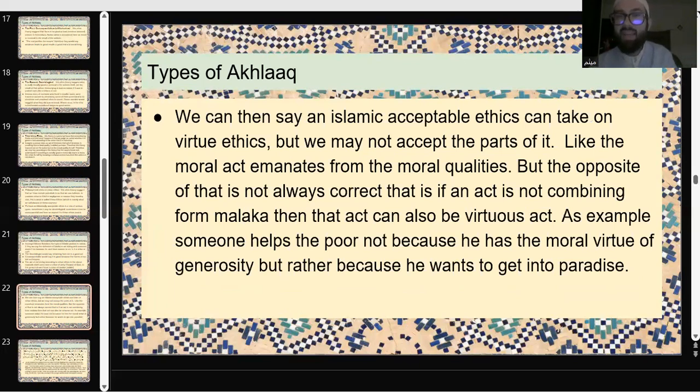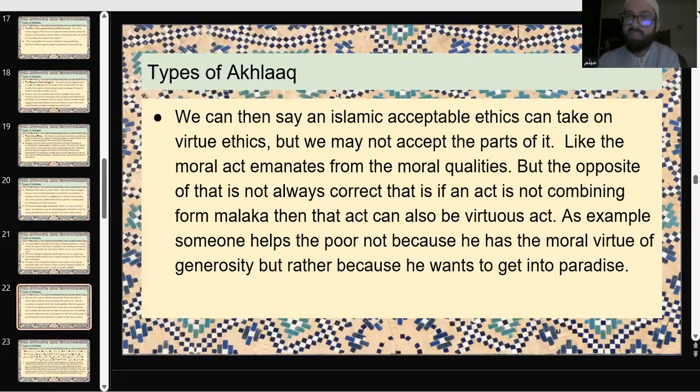We can say then that an Islamically acceptable ethics can take on virtue ethics, but we may not accept every single part of virtue ethics. Like the point of a moral act emanating from moral qualities. But the opposite of that is not always correct.